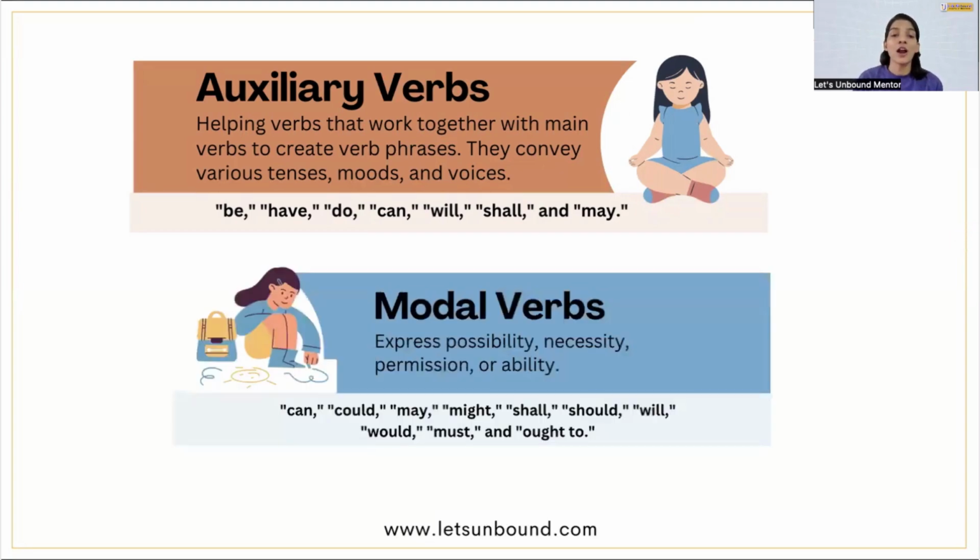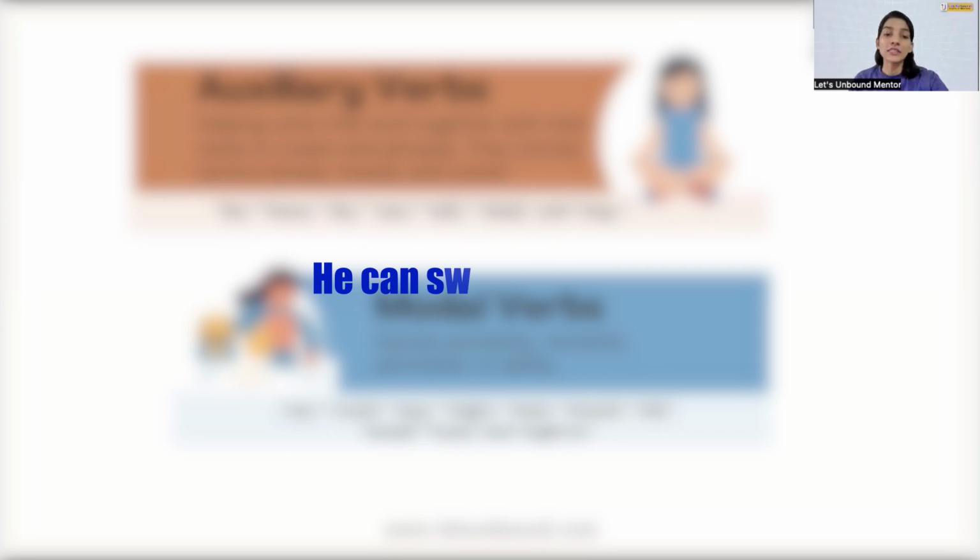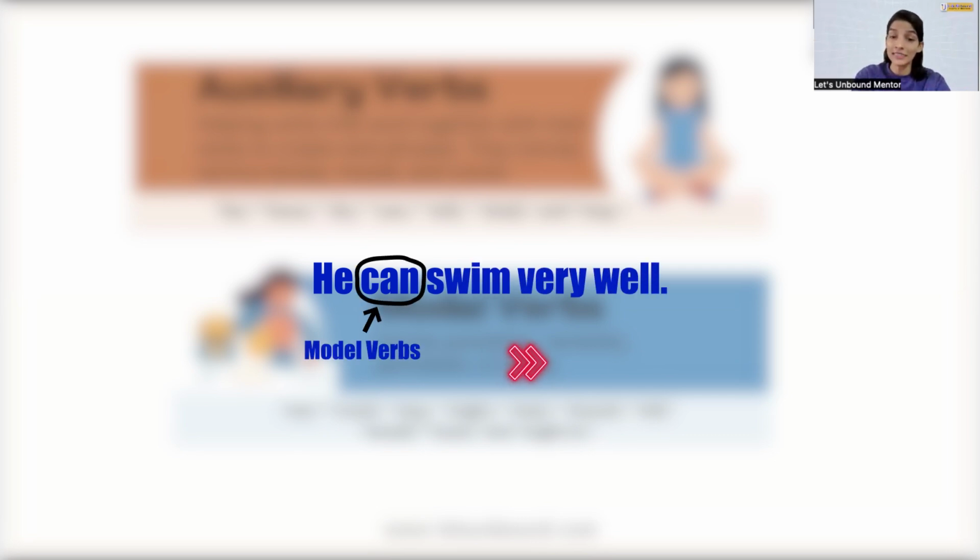Okay. Talking about modal verbs. Now, modal verbs are a type of auxiliary verb that expresses necessity, possibility, permission, or ability. As an example, he can swim very well. Now, can is a modal verb that is indicating ability.